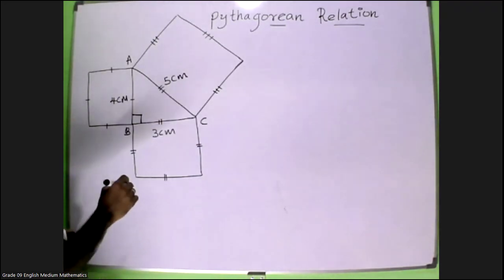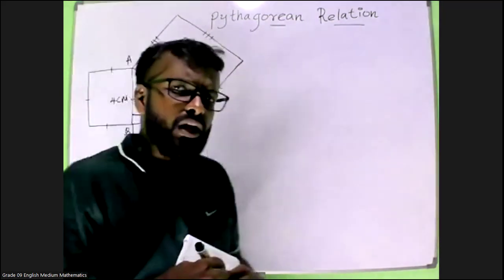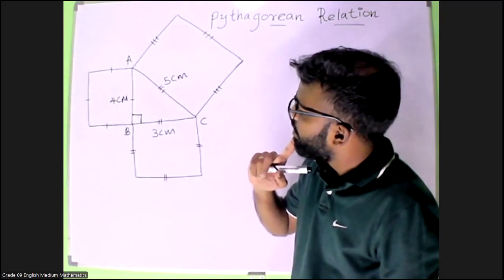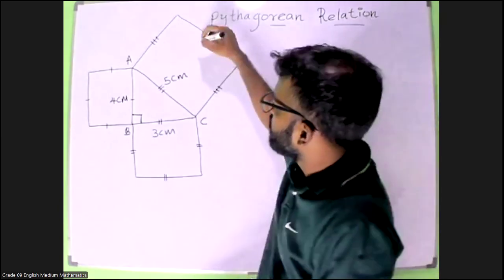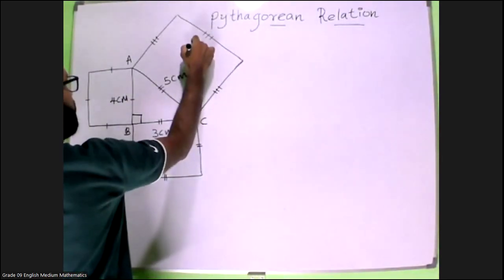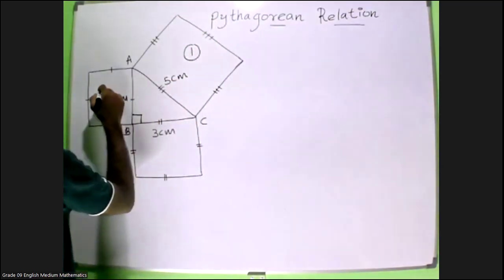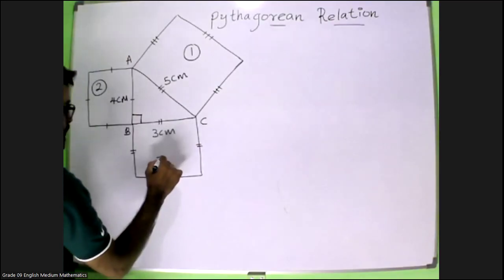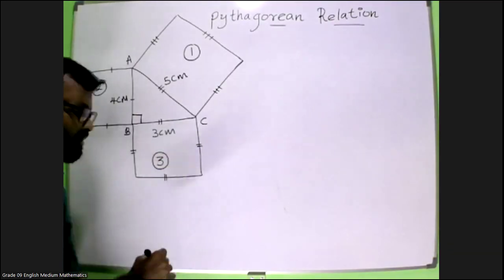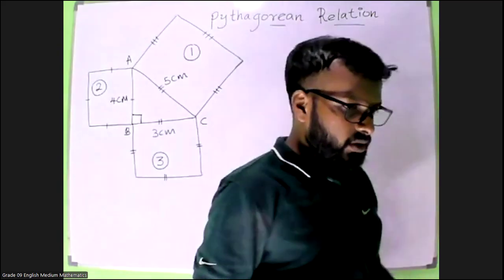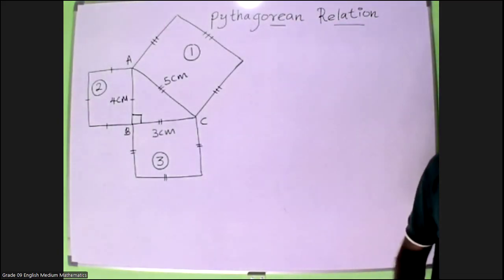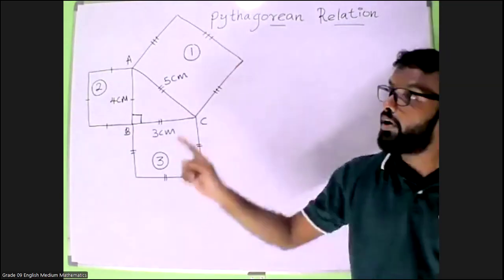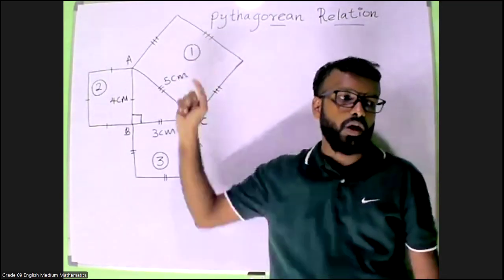Right. Now, can you tell me? Okay, I will put this square as number 1, this square as number 2, and this as number 3. Can you tell me how to find the area of this number 1 square?